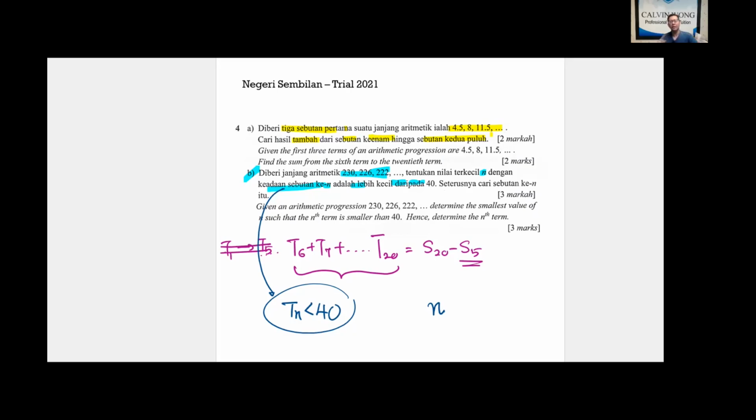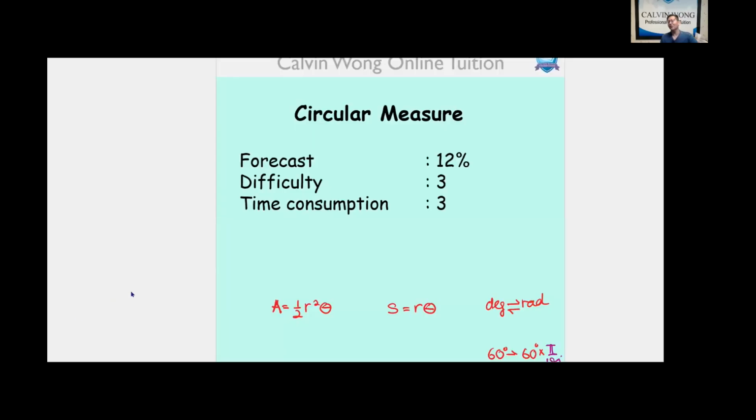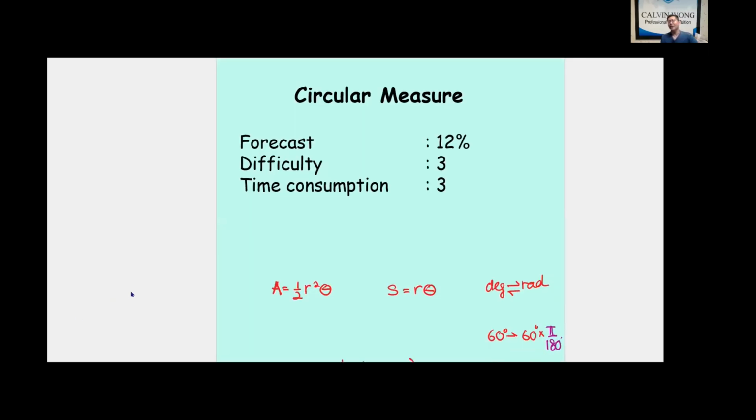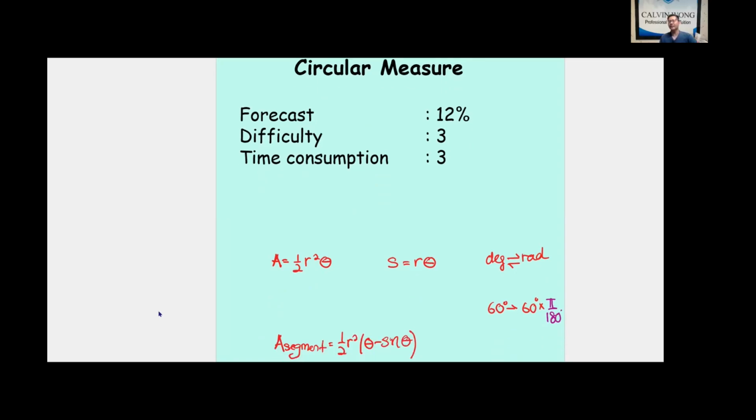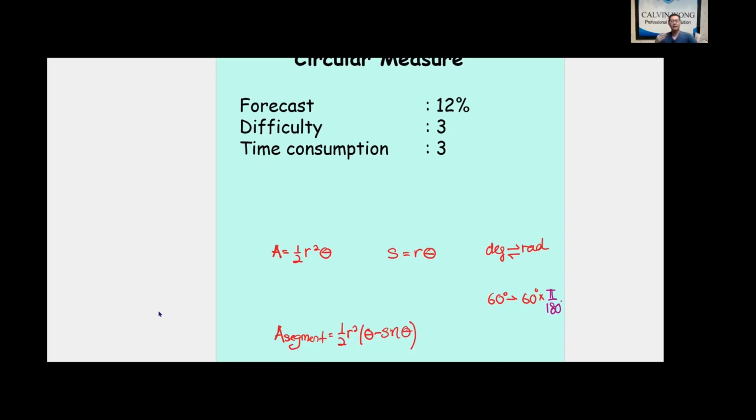So listen carefully. Next topic is circular measure. I choose circular measure. It is a 12 marks question. Difficulty level is so-so. Time consumption, I can say moderate, not really fast, unless you can see things clearly. So I can make it time consumption low level, level 2, or maybe level 1.